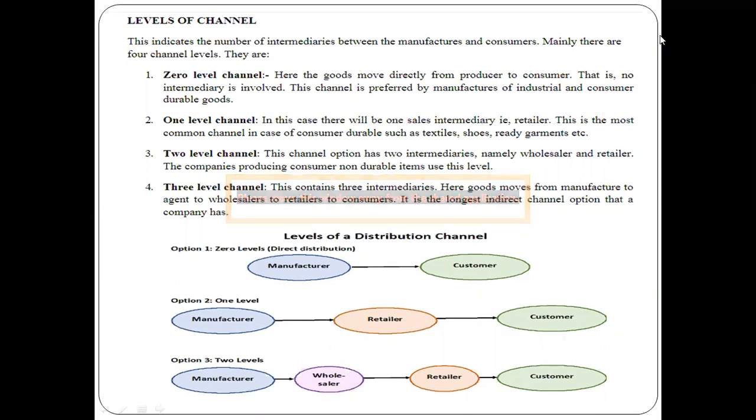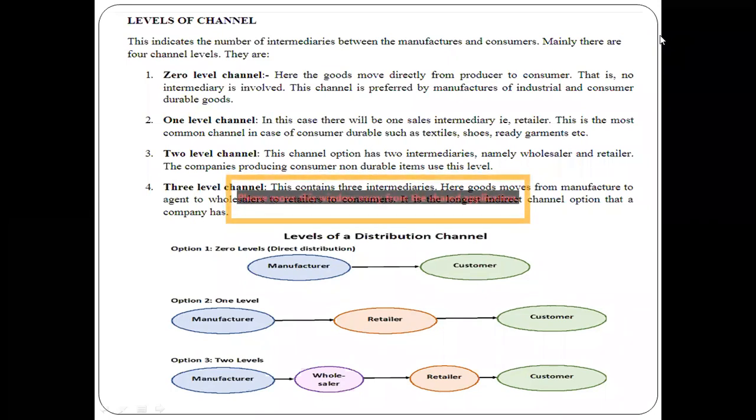Then the third is three level channels. These contain three intermediaries. Here goods move from manufacturer to the agent to the wholesaler to retailer and to the final customers. So hotels, for example, may sell their services directly through travel agents, tour operators, airlines.